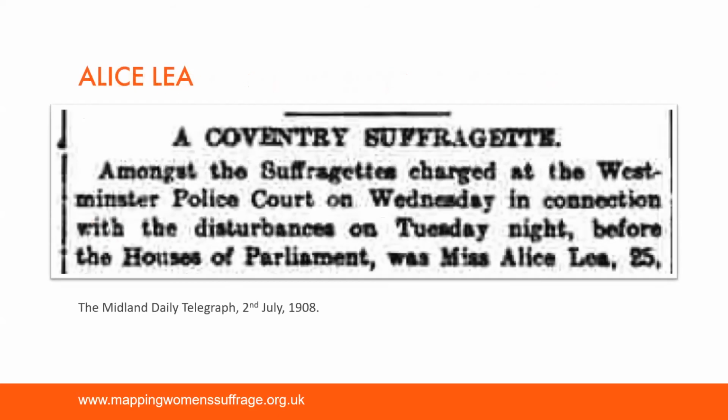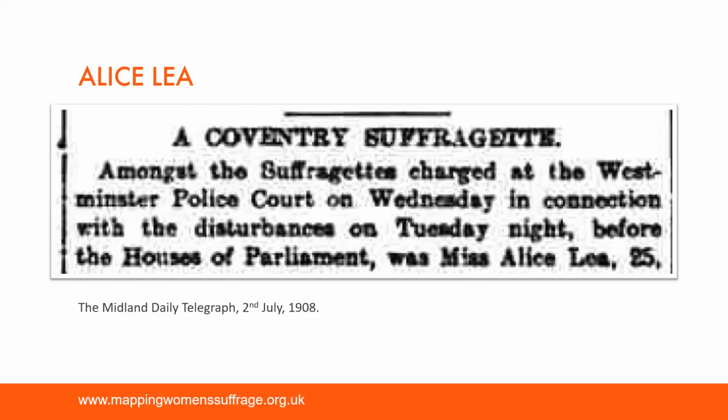So, Alice Lee was born in Leicestershire, but by 1911 was living with her sister's family at 46 Shaftesbury Avenue in Coventry and was employed as a letting agent. Alice, we discovered, was likely responsible for getting the Coventry branch of the WSPU started sometime in the late spring of 1908. And so central was she that she served as both secretary and president in those early days.